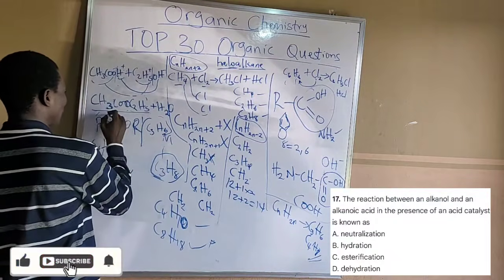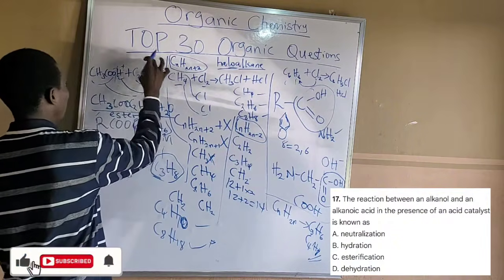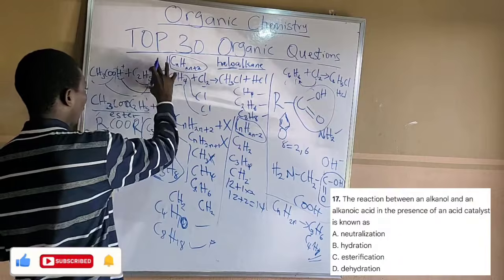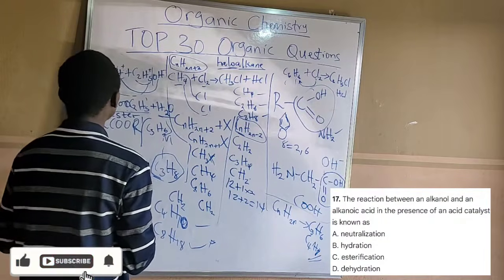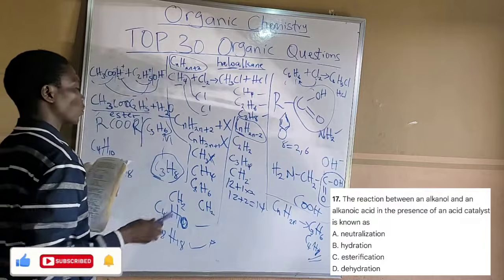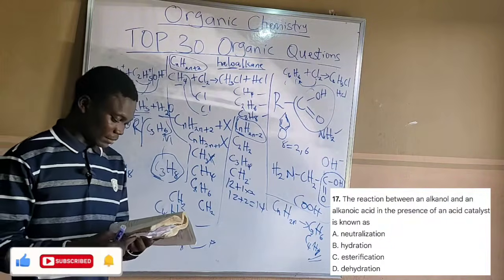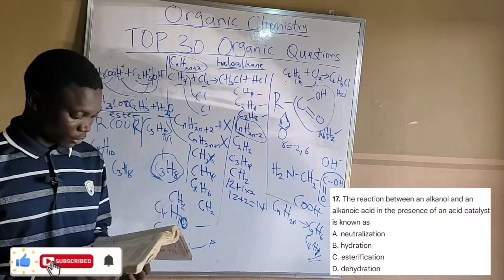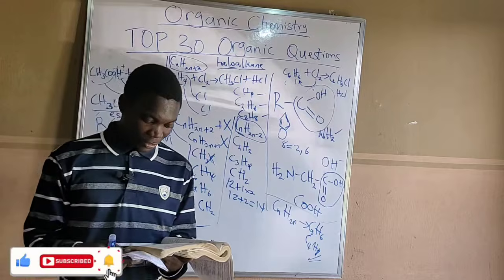This product is called ester and water. That is, when this and this react together, alkanoic and alkanol, it gives us ester and water. But the name of the reaction entirely is called esterification reaction. Please take note of that. And the correct answer there is what? Option C.